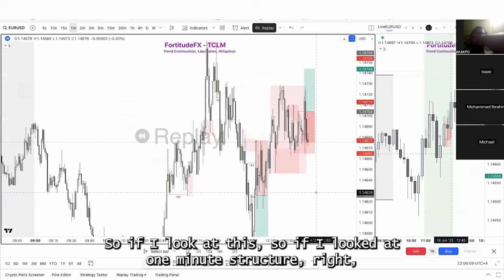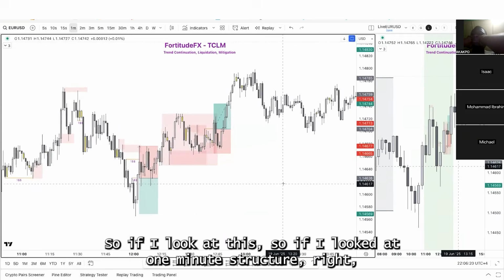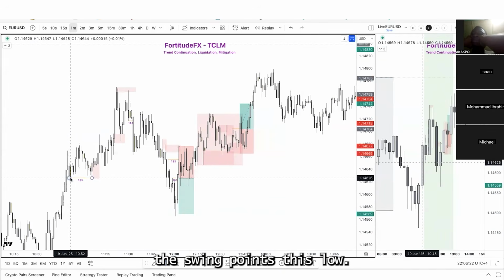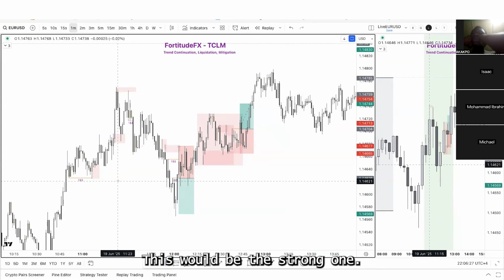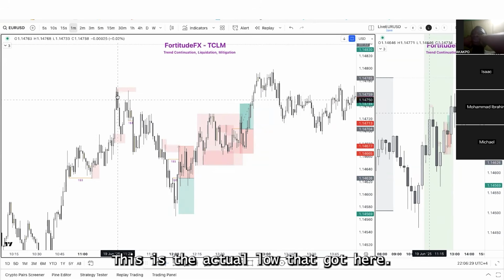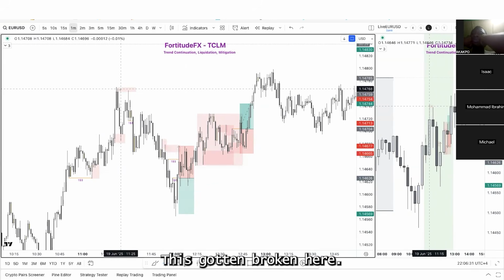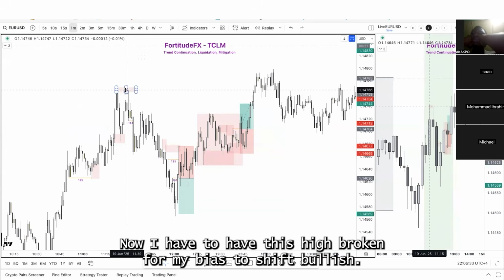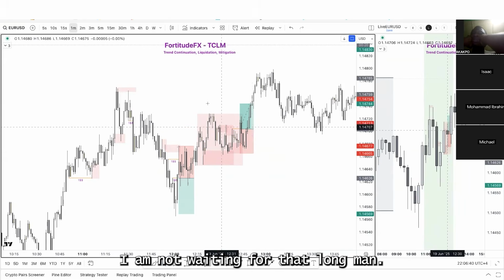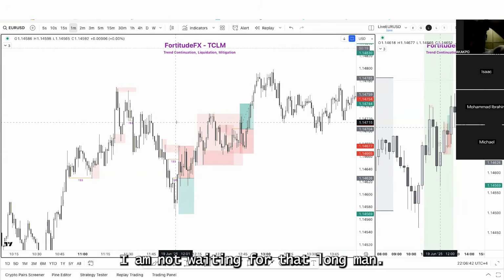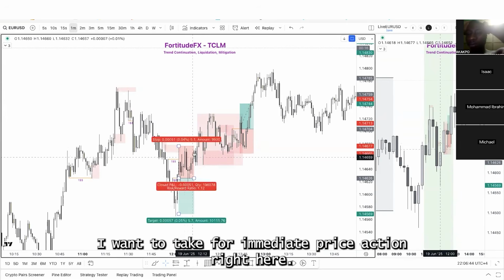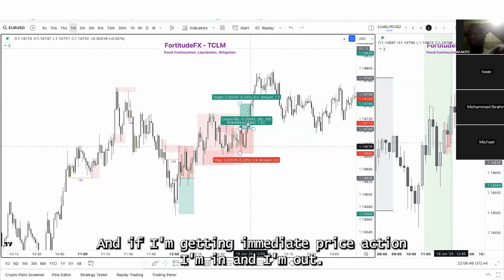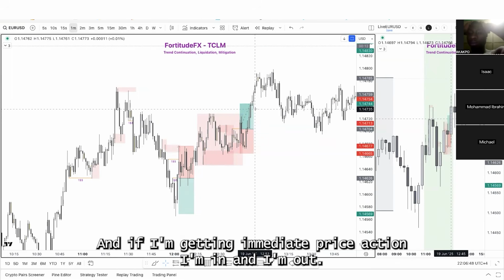So if I look at 1 minute structure, right, the swing points, this low, so this would be strong. This got broken here. This would be the strong one. This is the actual low that got broken here. So this is the strong low. Now I have to have this high broken for my bias to shift bullish. I am not waiting for that long, man. I want to take immediate price action right here. And if I'm getting immediate price action, I'm in and I'm out.